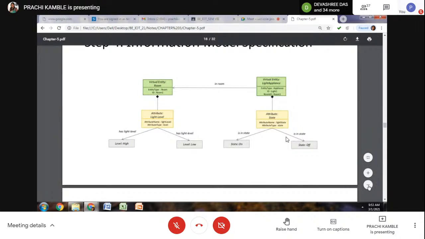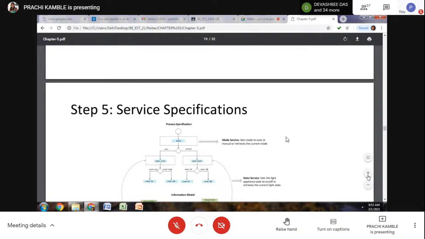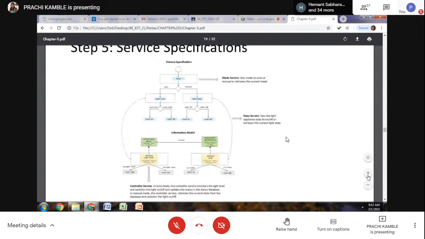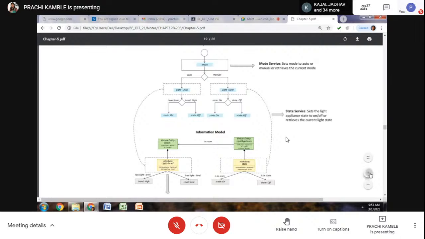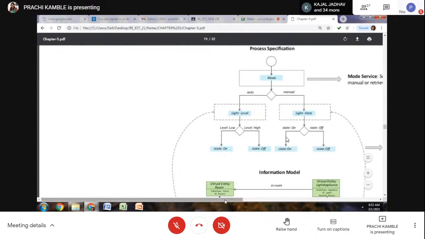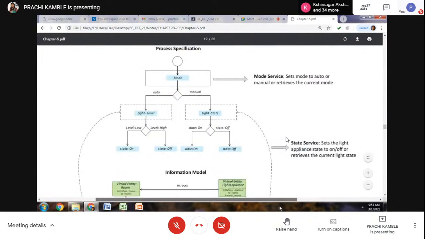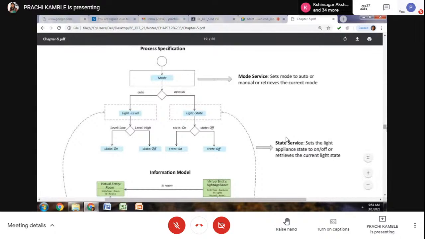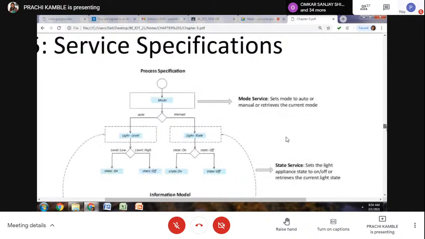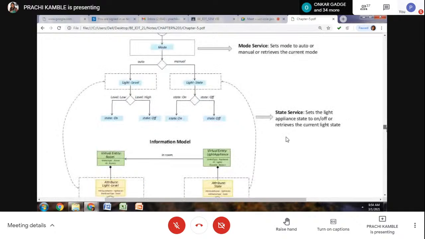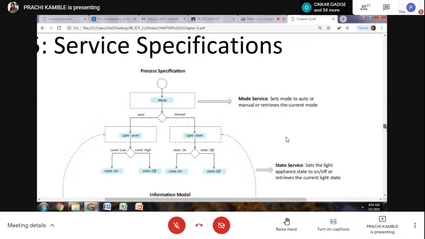So you need to further modify this diagram. Then service specification. So in service specification, you can see it is an integration of both process specification and information model. You can combine both.